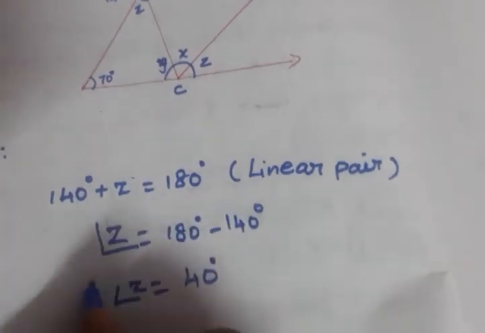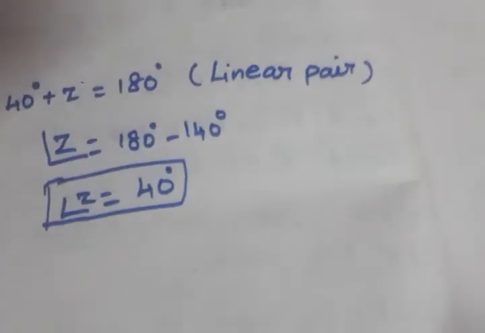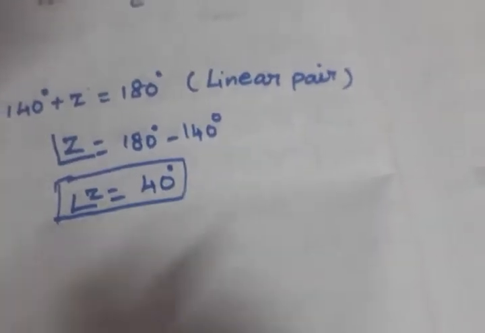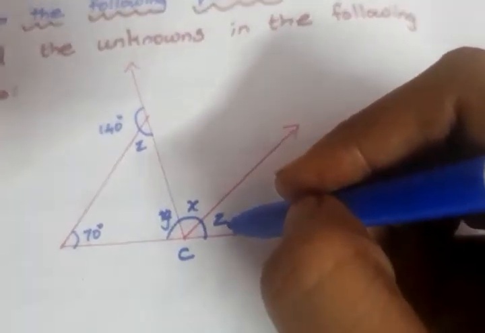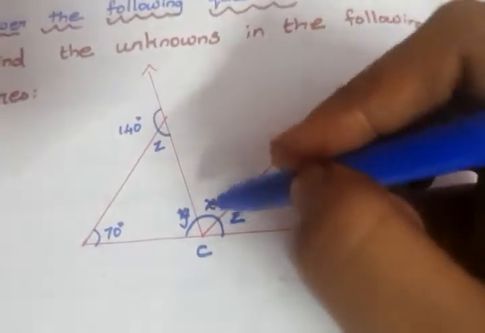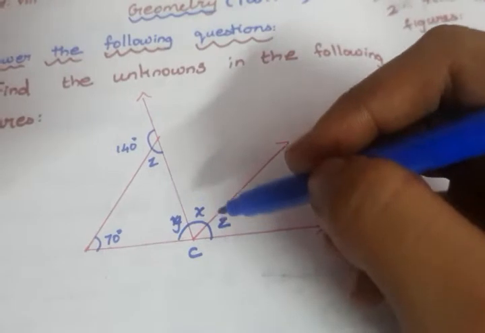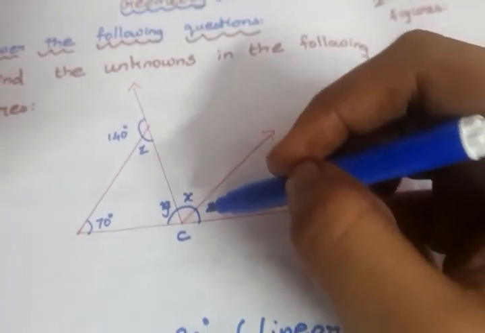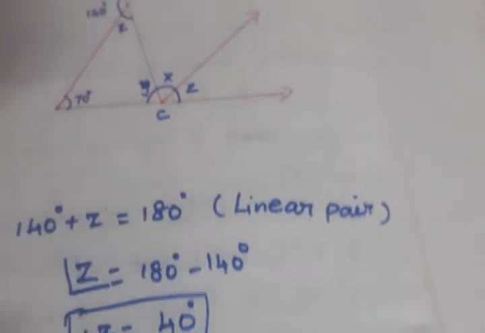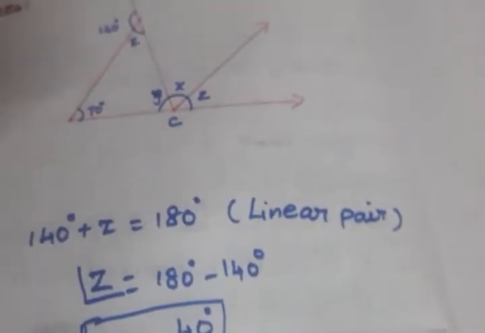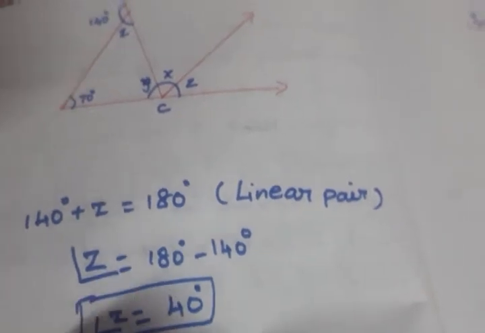Okay. So next one is angle x. Find the value of angle x. So already we found the value of z. Now we find the value of x. So angle x plus z. So exterior angle property. So angle x plus angle z. So find the value of angle x.